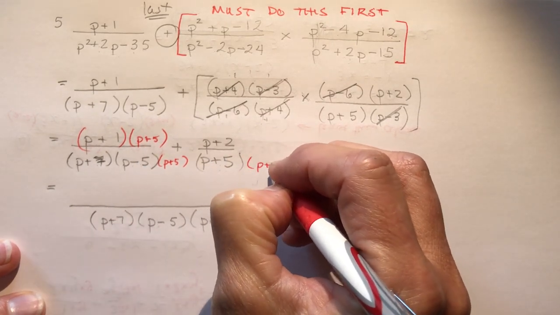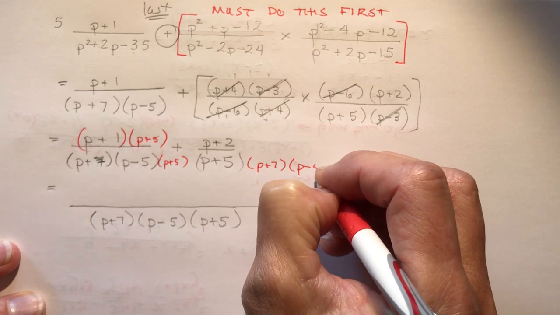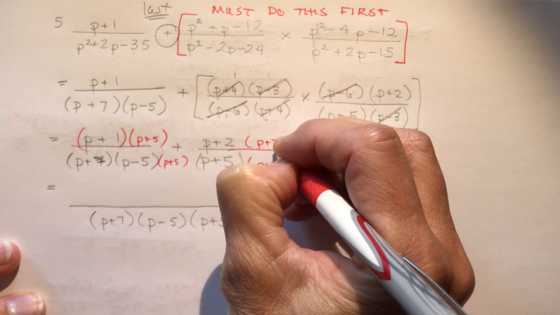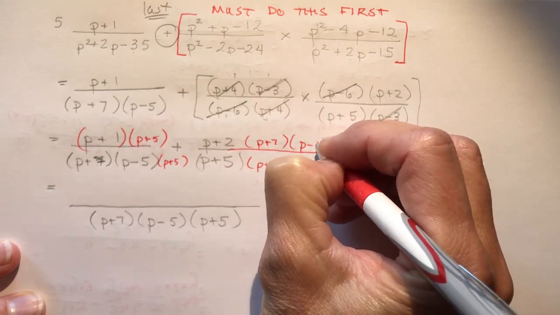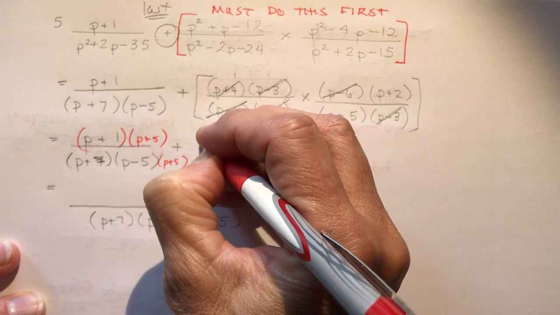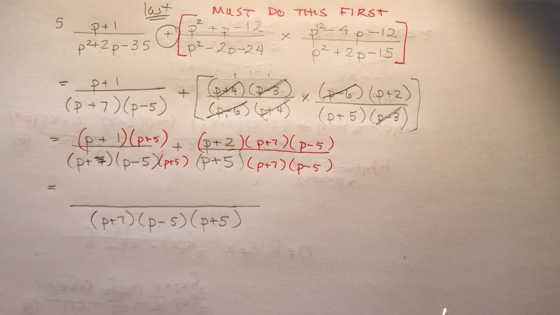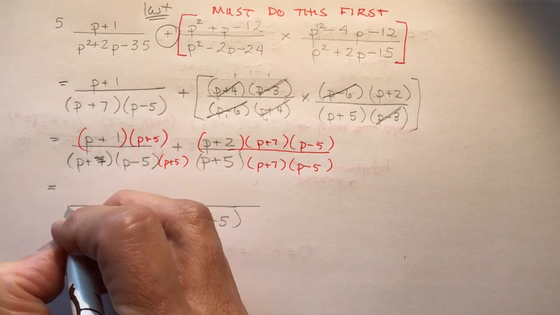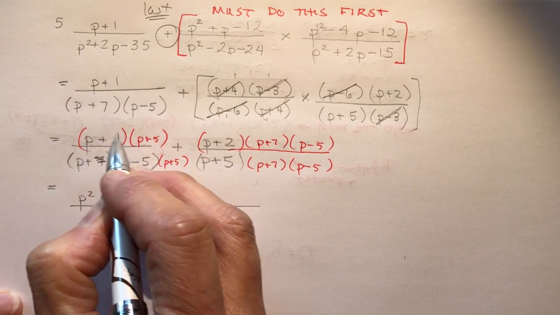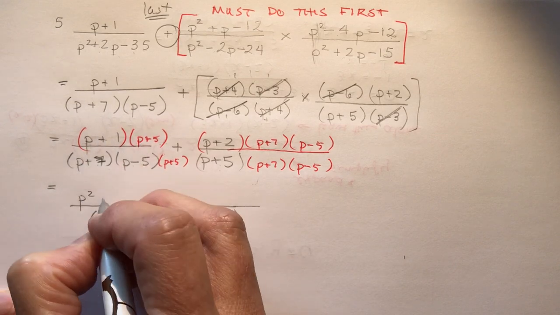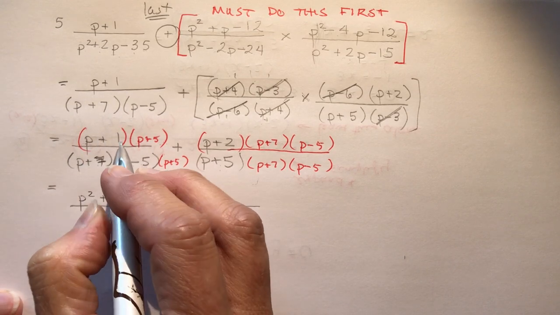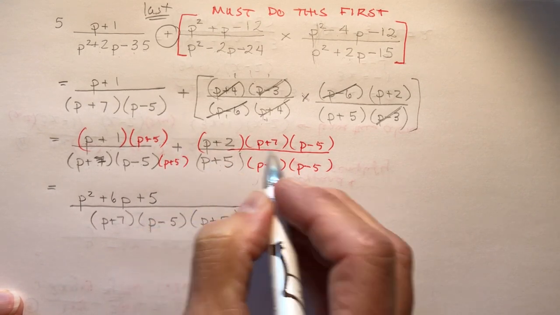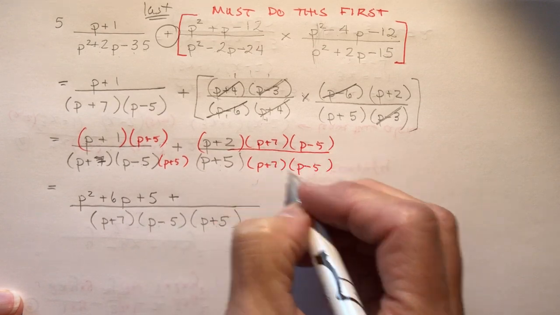So this is p plus 7 times p minus 5. Let's expand this. So I have p plus 7 times p minus 5, and we're going to put brackets around that one. Okay, so this is easy. I can multiply this very easily. p times p is p squared plus 5p plus 1p would be 6p's, and 1 times 5 is 5. And I'm going to add what the product is of all this.